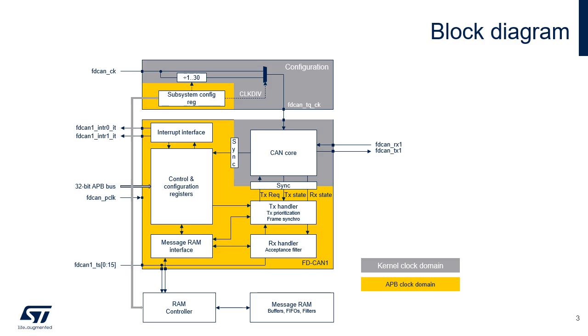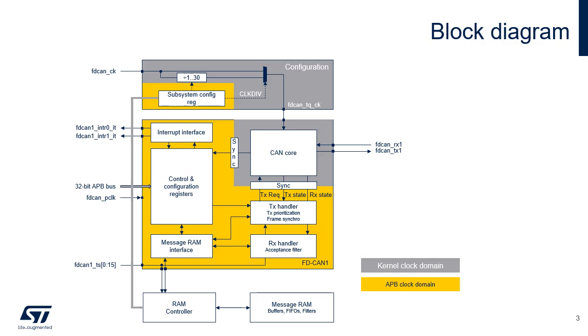The CAN core contains the protocol controller, as well as receive and transmit shift registers. It handles all ISO 11898-1:2015 protocol functions and supports both 11-bit and 29-bit identifiers. The TX handler controls the message transfer from the message RAM to the CAN core, while the RX handler controls the transfer of received messages from the CAN core to the external message RAM.